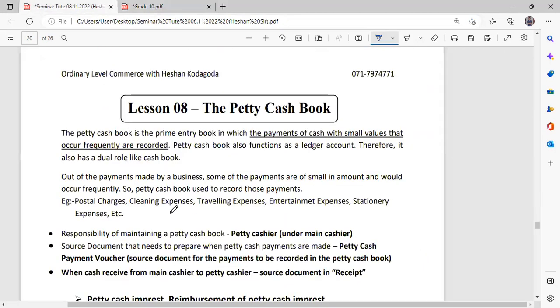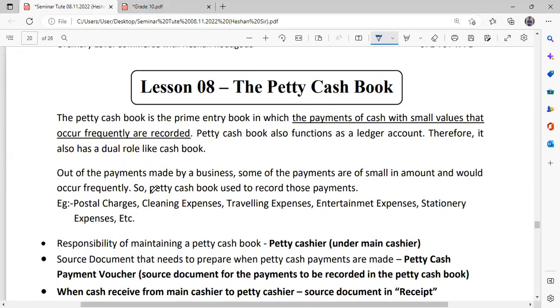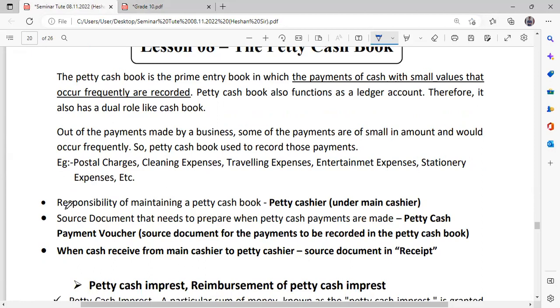Now this is my note. The petty cash book is a prime entry book in which the payment of cash with smaller value that occur frequently are recorded. The petty cash book also functions as a ledger account. Therefore, it also has a dual role like the cash book. Out of payments made by the business, some payments are small in amount and occur frequently. The petty cash book is used to record those payments. Postal charges and cleaning expenses are some of these.